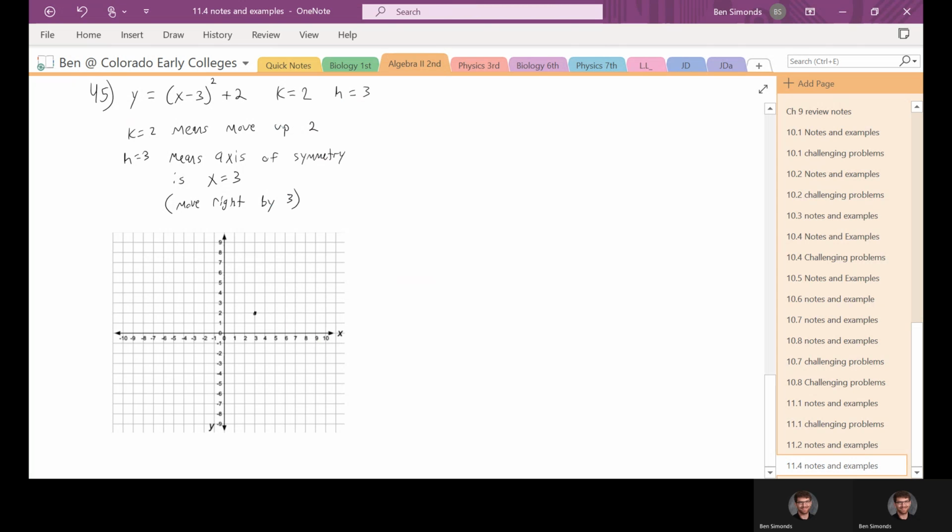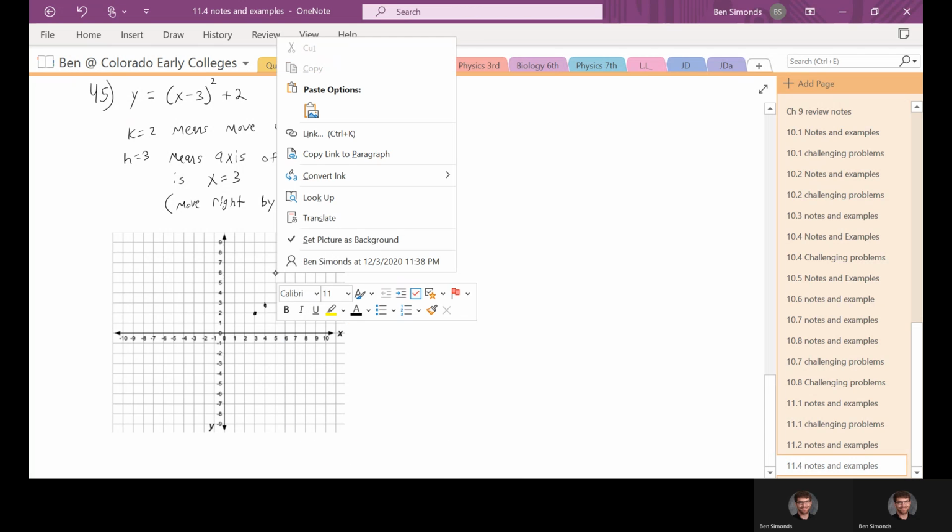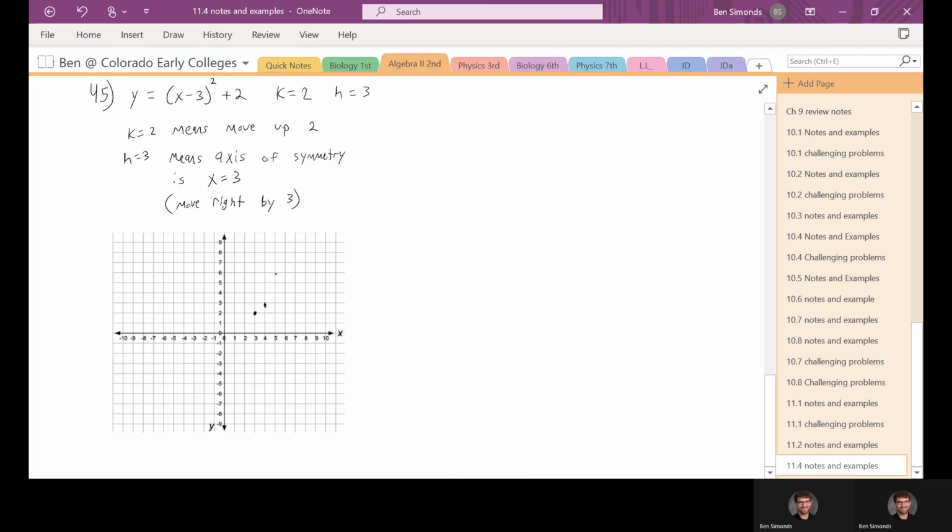Wow, come on. There we go. Normally we've got 2, 4. So up 2 to the right 3. And then normally we've got 3 goes with 9, right? 3 squared is 9, so we move up 2 to get to 11, and to the right 3 gives us 6 comma 11, kind of right here.